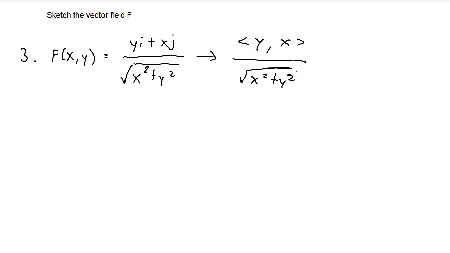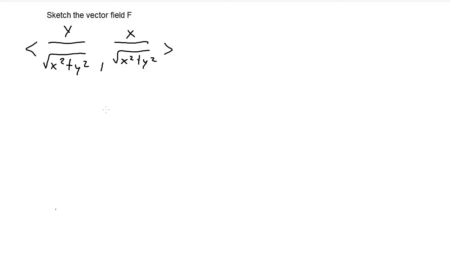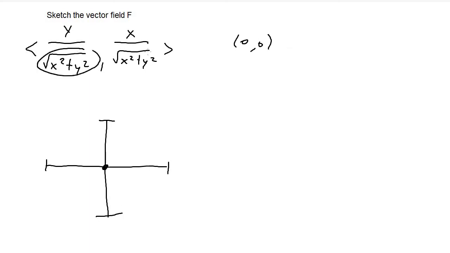I can go ahead and divide each of the components by the denominator. So then we will get in component form, the x component is going to be y over the square root of x squared plus y squared, and the y component is going to be x over the square root of x squared plus y squared. So once again, I'm just going to go ahead and graph this and pick different x, y coordinate points. So let's go ahead and just start with the origin at 0, 0. But realize when I plug in 0, 0, we'll end up dividing the denominator by 0.